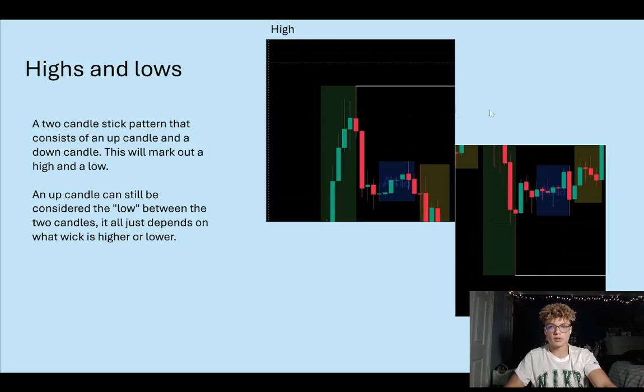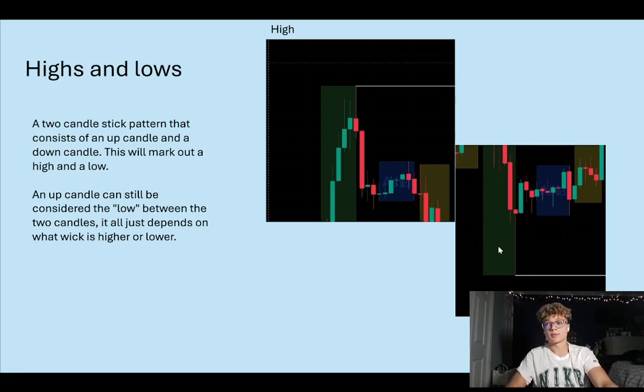So we have a good example of a high right here. We have an up candle, a down candle, and this is also a good example of not necessarily meaning the up candle is the high and the down candle is the low. In this case, we have an up candle here, we have a down candle right here, and the high happens to be this down candle because of the wick, right? So we need to understand that, not just mark out this as the high, because it's not technically the high yet.